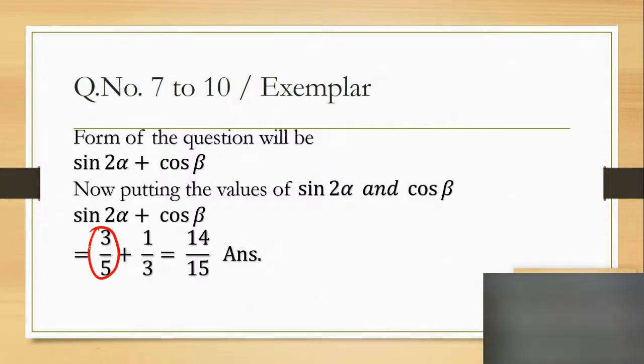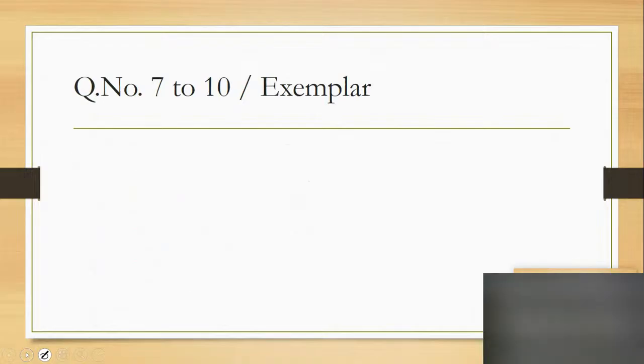The value of sin 2 alpha is 3 by 5 and the value of cos beta is 1 by 3. Now we take common denominator, which is 15. So 5 3s are 15, 3 3s are 9 plus 3 5s are 15, equal to 14 by 15. So this is the answer. Hope there is no problem to understand the solution of this question. Let's see the next question.